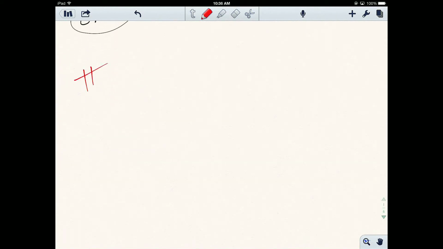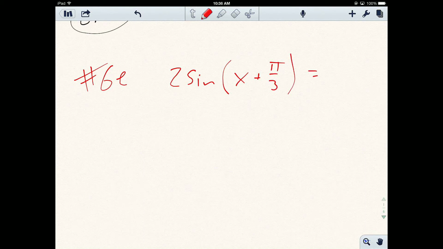So number 6 looks like this, E anyway. It's 2 sine of (x plus pi thirds), and all that equals 1, and we're going from negative 3 pi to 3 pi.